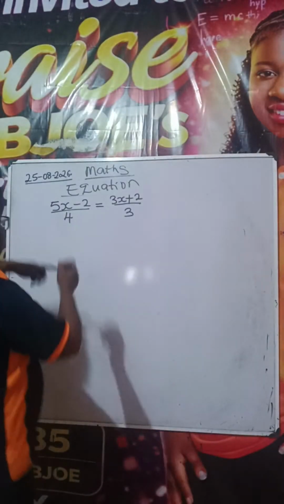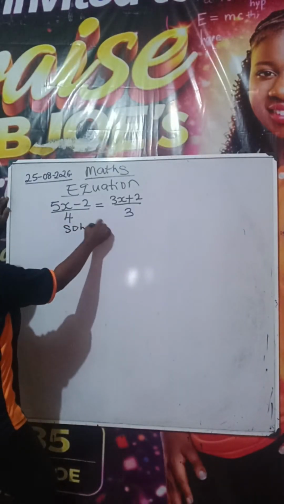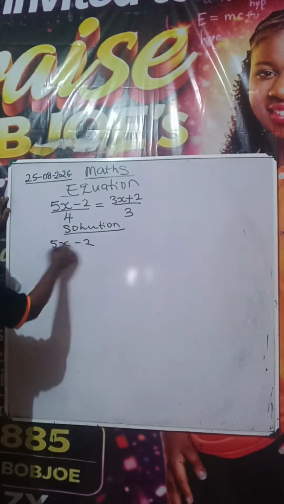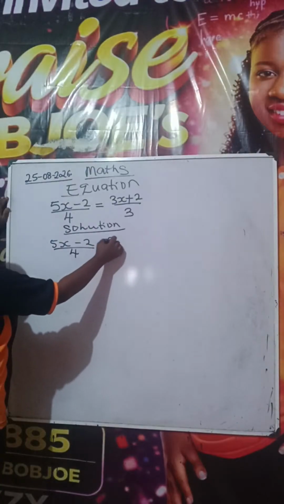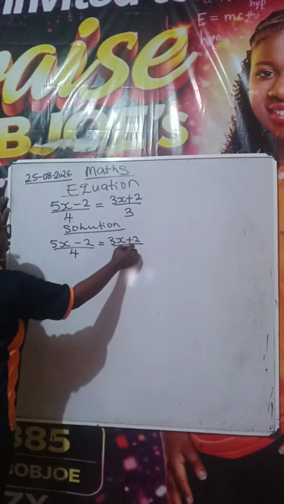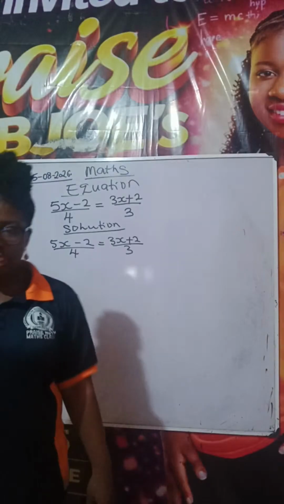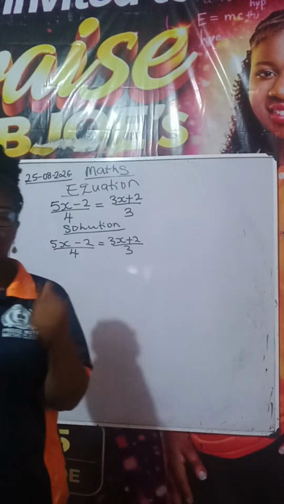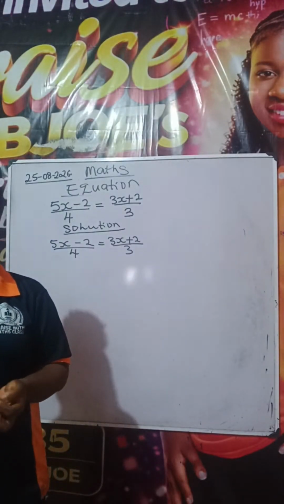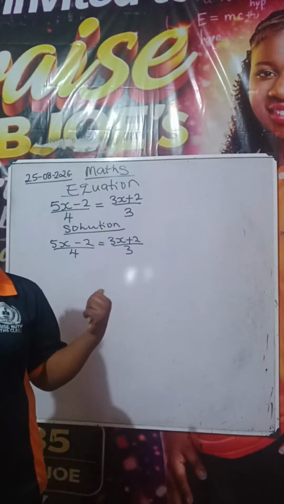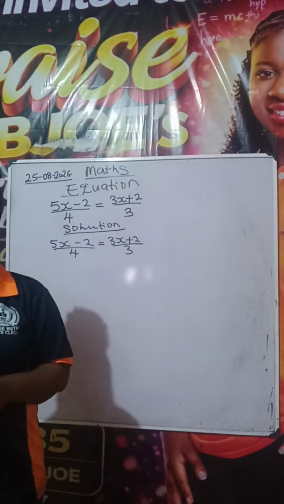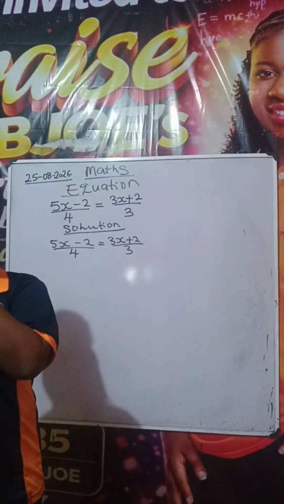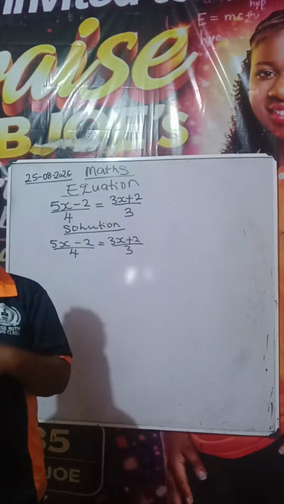So, solution, we have 5x minus 2 all over 4 equals to 3x plus 2 over 3. Now, you know that this one is involving fractions. So what do we do? What do you think we should do? Anybody?